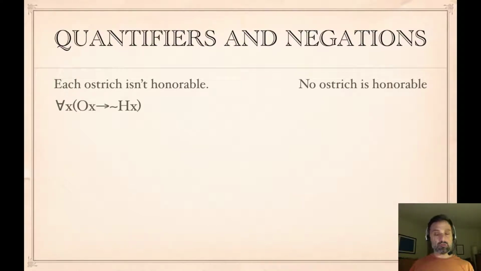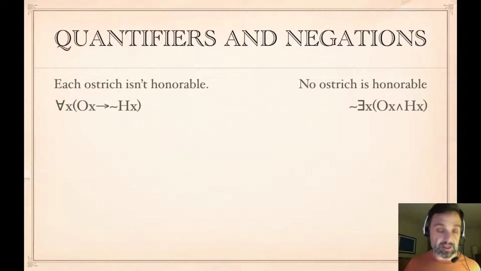No ostrich is honorable. We can actually also think of this in terms of the determiner phrase, verb phrase method. The no gives us a negation and an existential and a conjunction. Ostrich goes in one conjunct. Honorable goes in the other conjunct. These two sentences now, though, are equivalent, so they're two different ways of saying the same thing. Suppose that each and every ostrich is dishonorable, then are there any honorable ostriches? Is there some ostrich that is honorable? No, no ostrich is honorable, and vice versa.